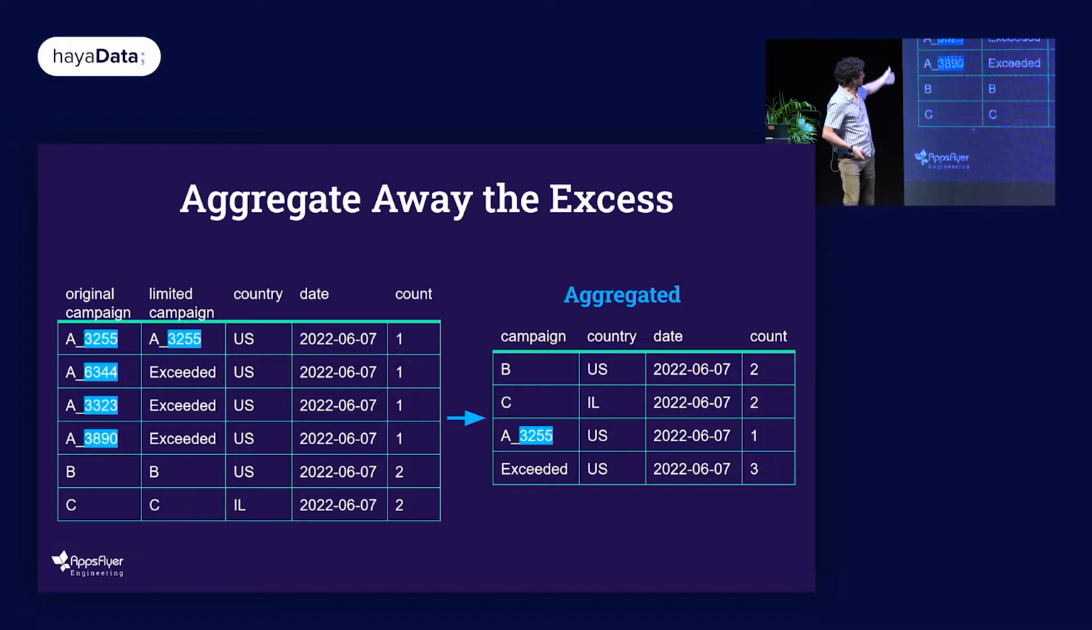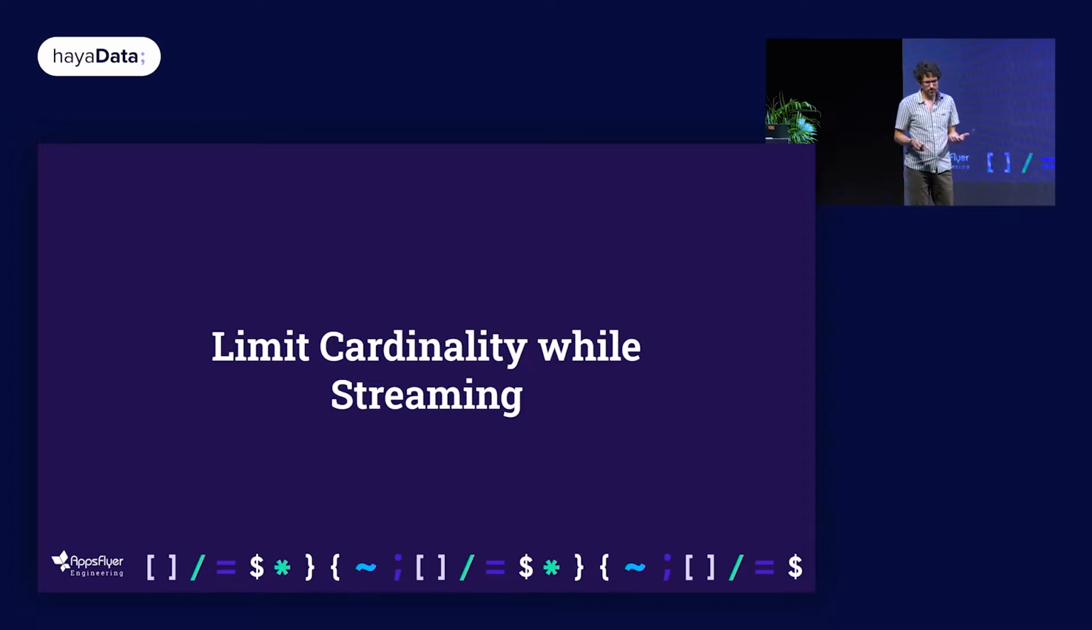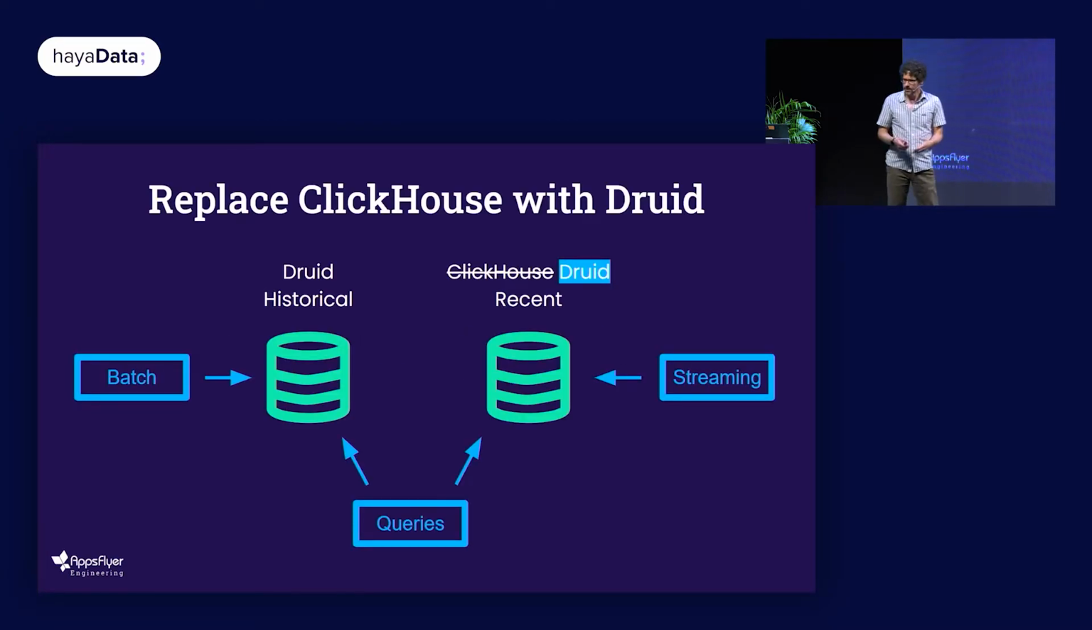All right, now back to the straightforward part. So you see here for this client, we've taken their campaigns, and for most of the bad campaigns, we've mapped them to exceeded, and then we aggregate them away, and we're left with, again, what I hope is a small table that's going to get the job done in the database. So this was all great and works pretty well, although we're still exposed to high cardinality in our streaming area.